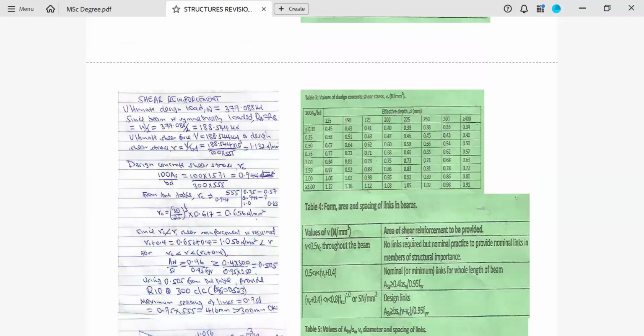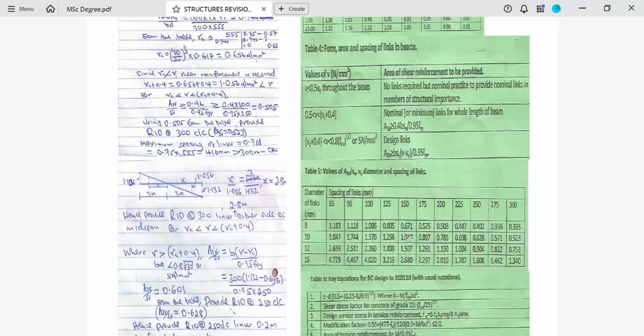You come to this table here. Now, look at this table, table 5, values of ASV over SV, VC, diameter, and spacing of links. Now, we will come and look at that. Now, remember our value is what?